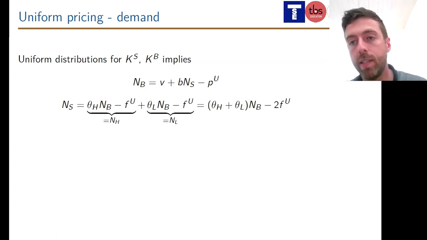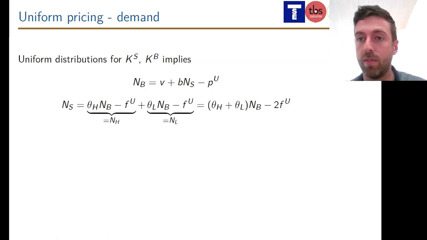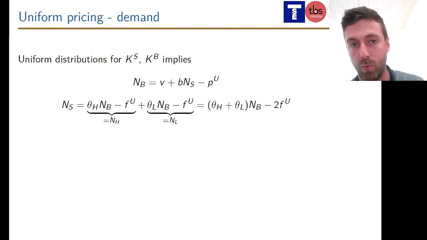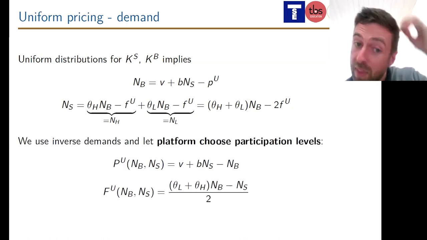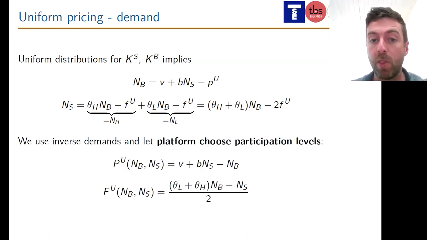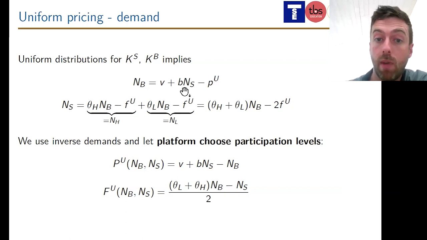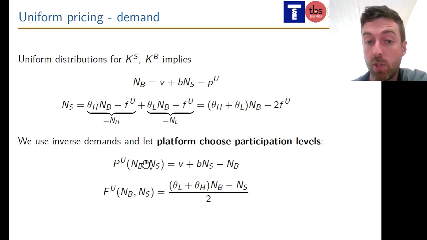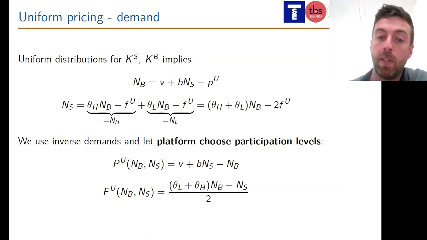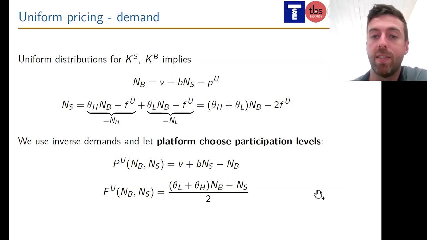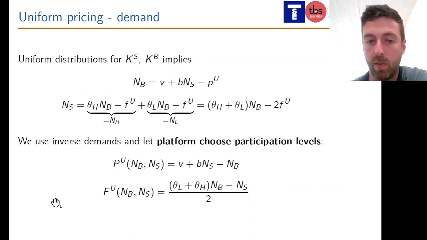But instead, we find it more illuminating to actually use inverse demand. And hopefully, I will convince you that using inverse demand is useful to understand the intuition of what's going on. So instead, we're going to assume that the platform directly chooses the participation levels. It chooses how many sellers it wants to attract and how many buyers it wants to attract, and then the prices. In the uniform pricing case, the prices will adjust such that, given those prices, these are the realized participations. So we simply invert the system and get these inverse demand functions.